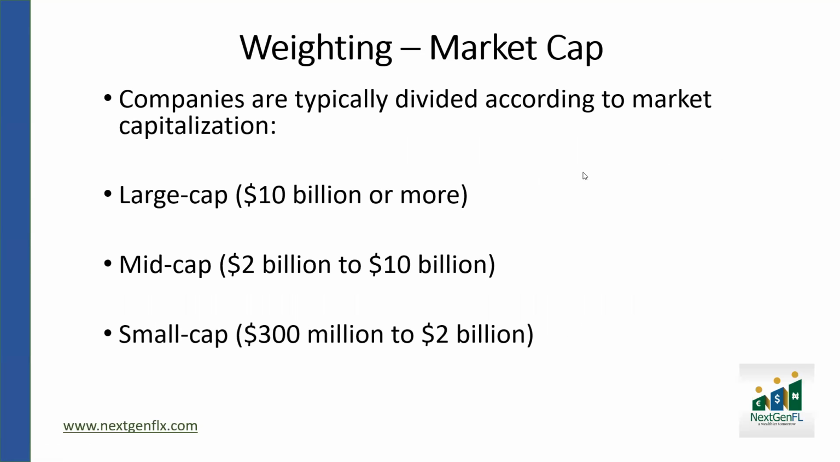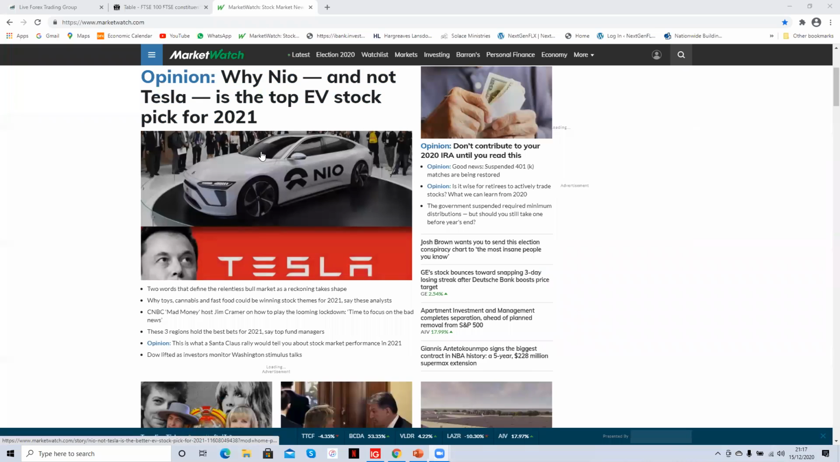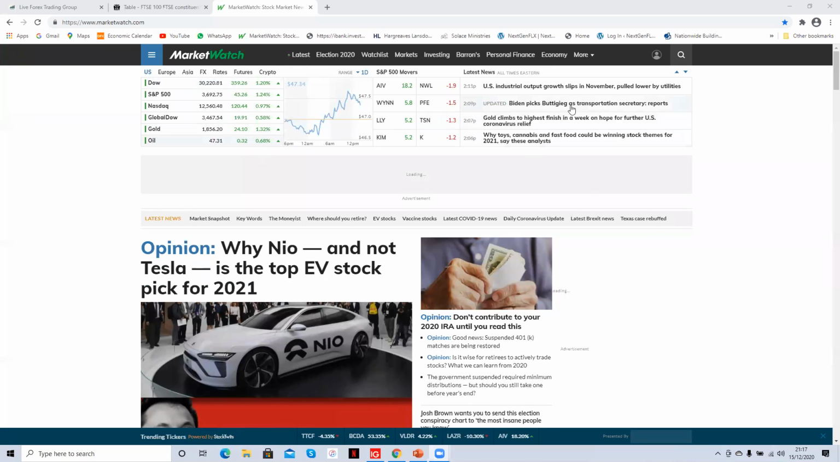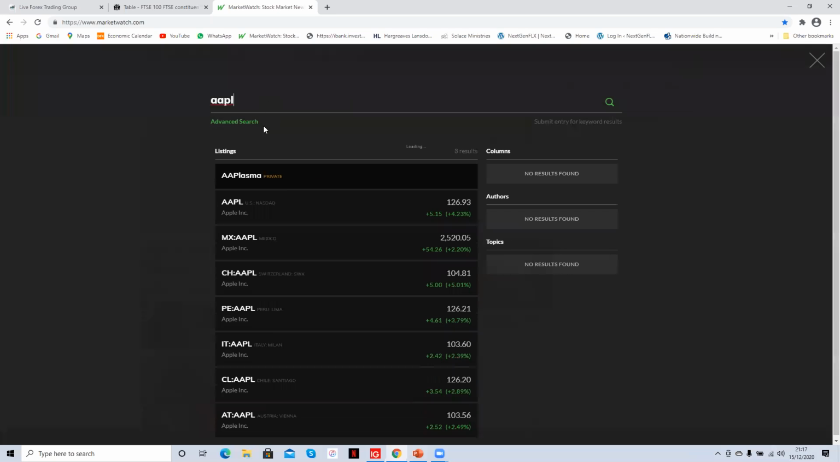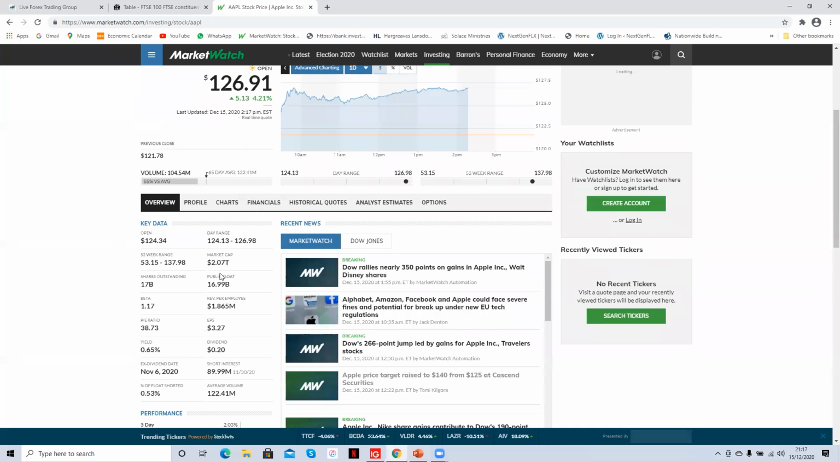We'll probably use, let's pick Apple. Like I said, Apple, Amazon, and Alphabet. Those ones, you always know there'll be big companies. AAPL, that's Apple. So let's look at Apple. So you can see here the market cap overview. You can see the market capitalization for Apple is $2.07 trillion. So you can see it's a huge, huge company.